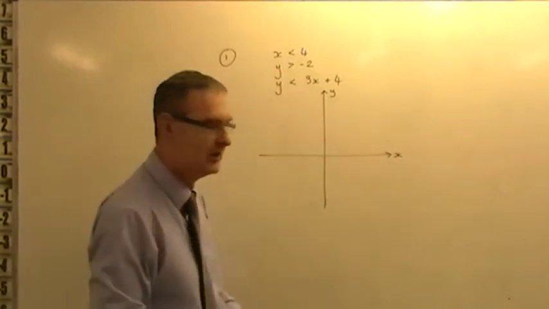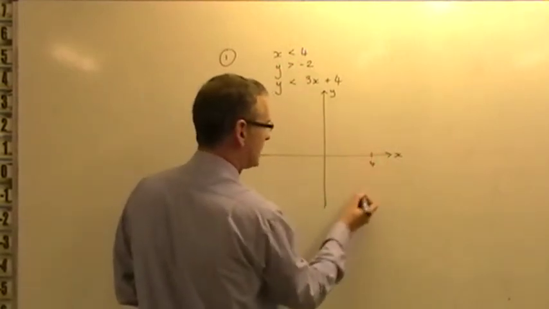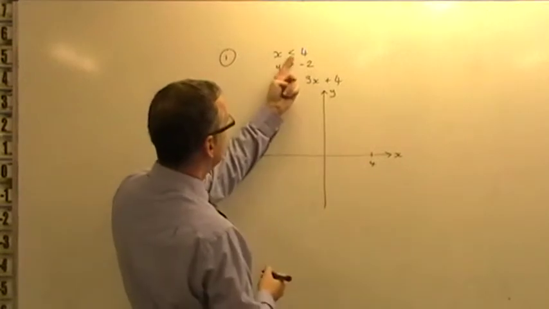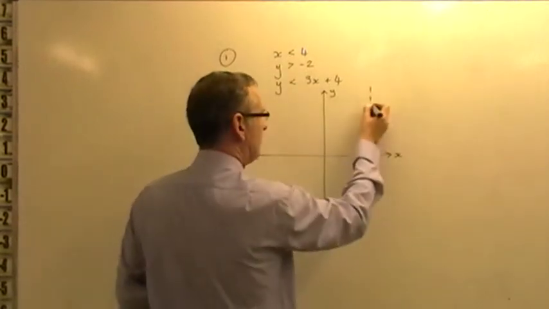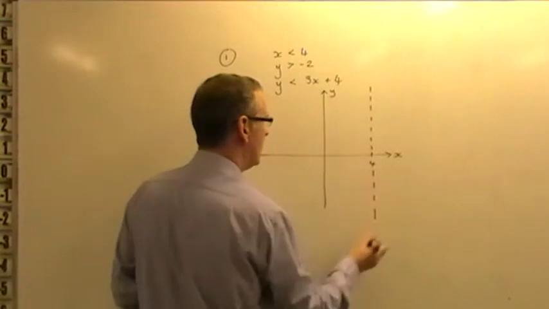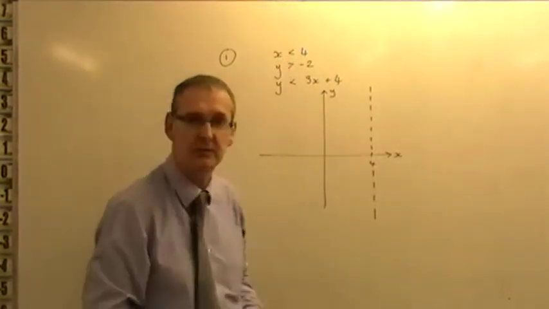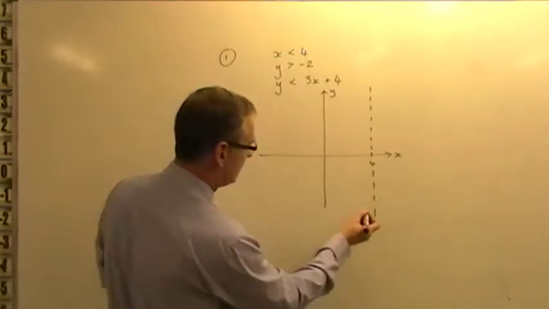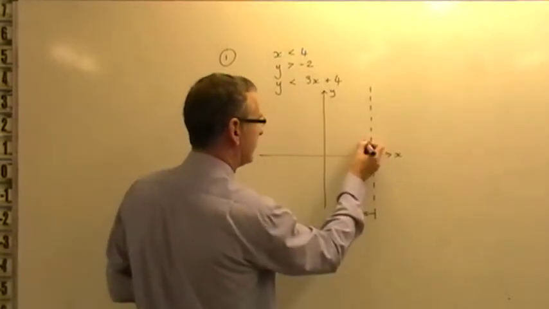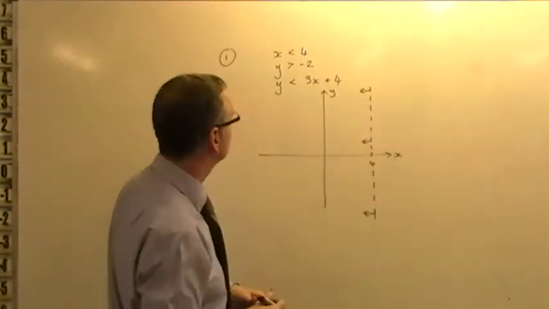X is less than 4, so we need to go to 4 on the x-axis. X equals 4 would be the boundary, so that would be a vertical line in dots because there's no equals. In fact, all of these are going to be in dots, there's no equals. And less than means the arrow would be going to the left, like so. So there's the starting point.